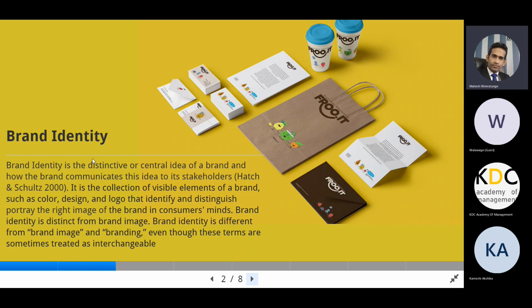Now brand identity, if you really look at the definition, the brand identity is the distinctive or the central idea of a brand and how the brand communicates this idea to its stakeholders, whoever is connected with the organization.